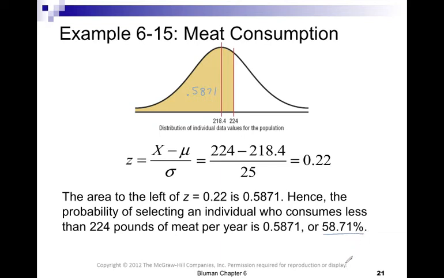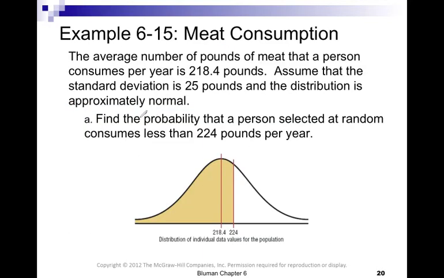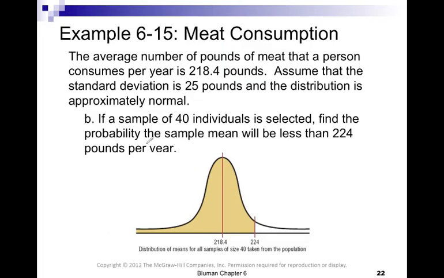Okay. Now let's look at another problem. And I want you to notice the difference in this next problem. Here we had, this is the one before that we just did. Find the probability that a person selected at random consumes less than 224 pounds per year. There's a population, there's no sample. You've got a mu here and a sigma here. No sample size. We go forward to this next piece. We have the average number of pounds of meat that a person consumes. We have a mu, still at 218.4 pounds, and a sigma at 25.